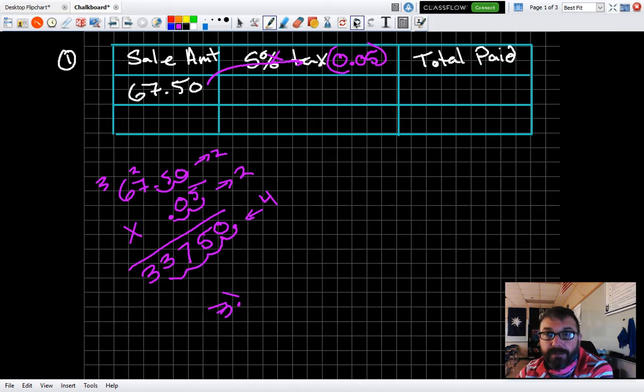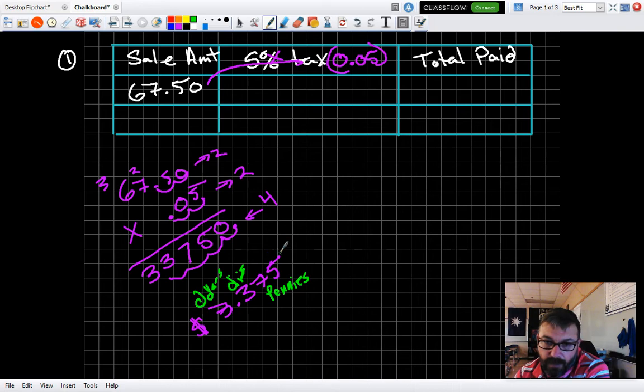Sorry, my pen is acting a fool right now. But that would mean, because this is money, right? So this is $3, 3 dimes, and 7 pennies. So what would this be? That'd be a half penny.